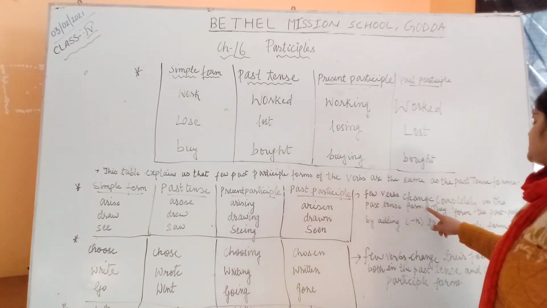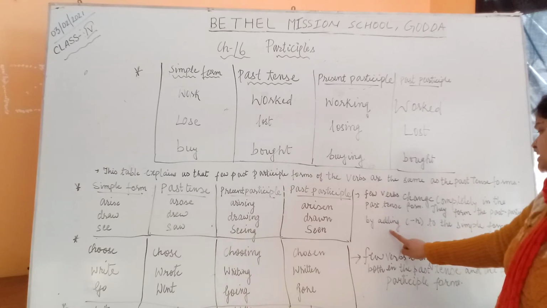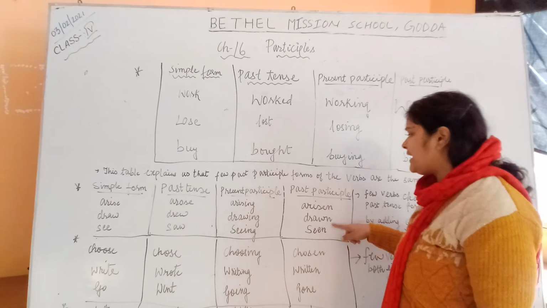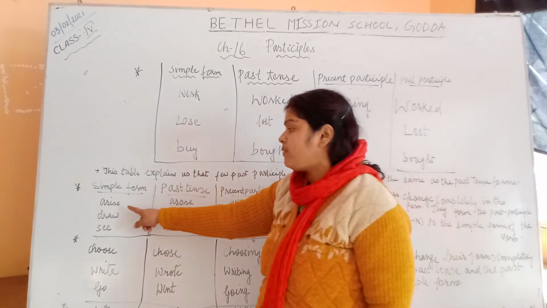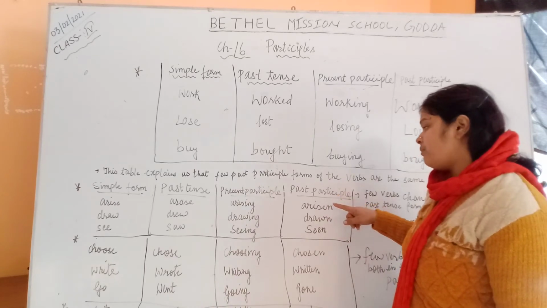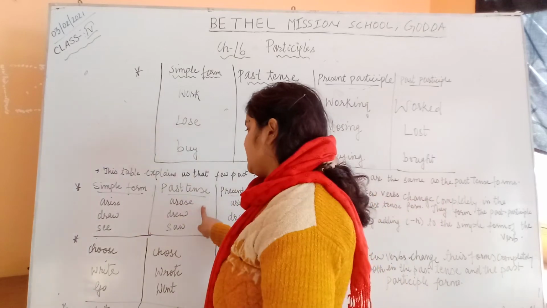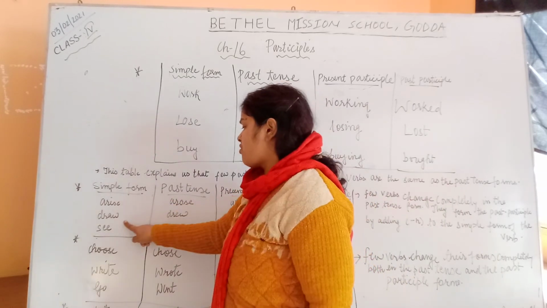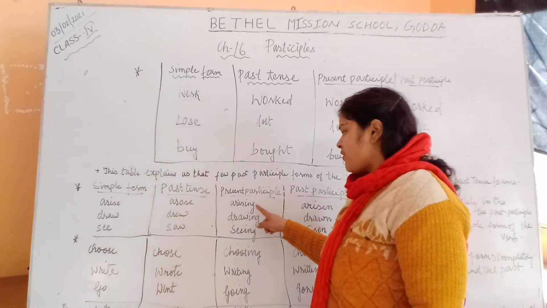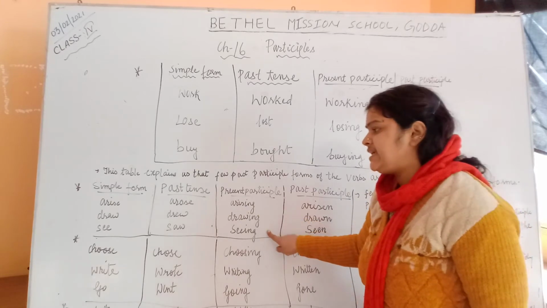So a few verbs change completely in the past tense form. They form the past participle by adding n to the simple form of the verb. That means n is being added in the past participle form. The verb changes itself and n is being added to the main verb in the past participle. In the past tense, the verb totally changes: arise, arose, draw, drew, see, saw. The present participle form is made by adding ing: arising, drawing, seeing.